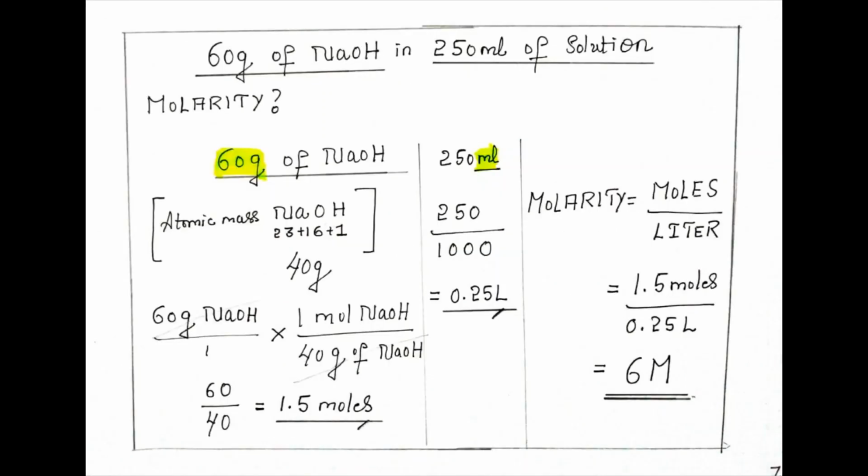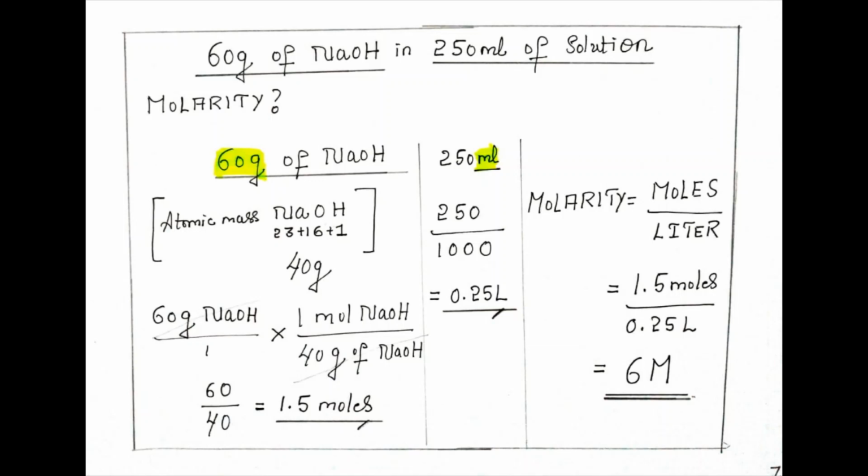Observe the next problem. 60 gram of NaOH in 250 ml of solution. We need to calculate molarity. So concentrate only on the first column. 60 gram of NaOH. I already explained molarity means moles per liter. So you have to calculate moles per liter. So convert gram into moles.